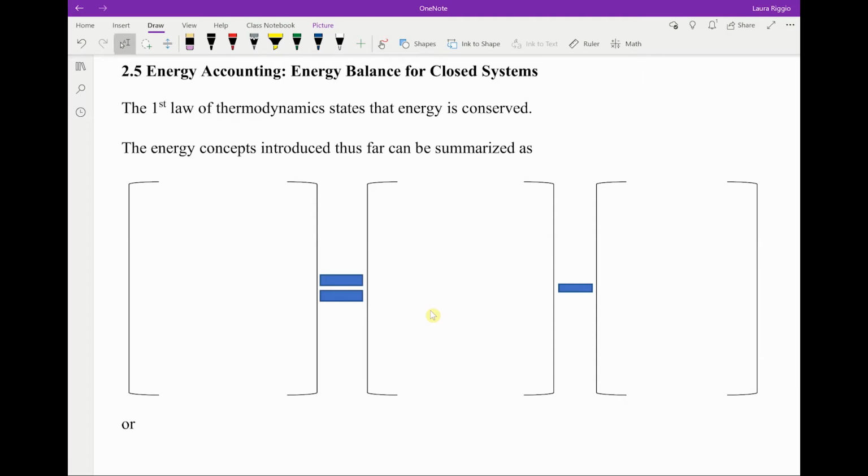Okay, this video is going to go over the first law of thermodynamics. We're going to do an energy balance for a closed system. The first law of thermodynamics states that energy is conserved.